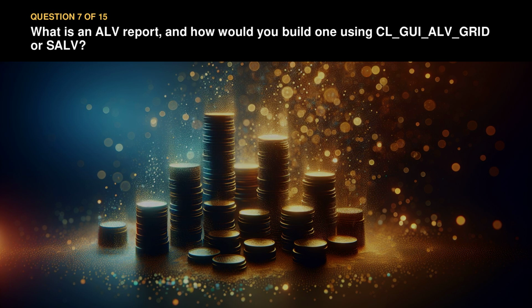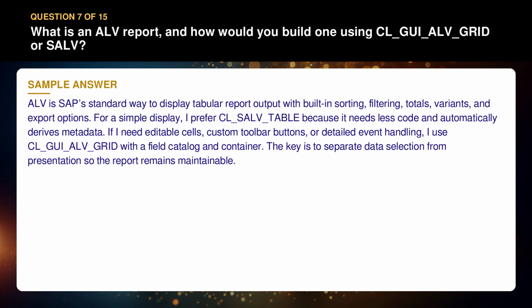Question 7. What is an ALV report, and how would you build one using CL_GUI_ALV_GRID or SALV? ALV is SAP's standard way to display tabular report output with built-in sorting, filtering, totals, variants, and export options. For a simple display, I prefer CL_SALV_TABLE because it needs less code and automatically derives metadata. If I need editable cells, custom toolbar buttons, or detailed event handling, I use CL_GUI_ALV_GRID with a field catalog and container. The key is to separate data selection from presentation so the report remains maintainable.